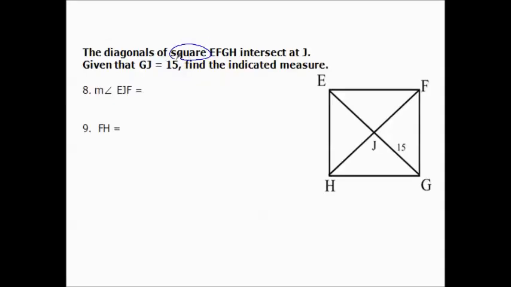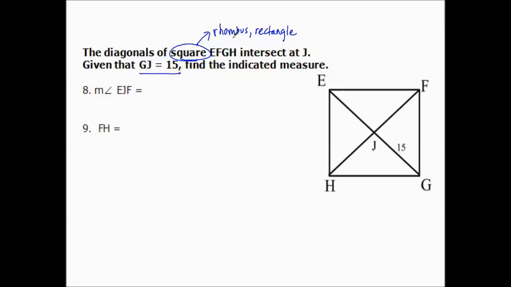Now we have a square. So what is a square? Everything that is a rhombus and everything that is a rectangle. So think of all of those properties, mark it in your picture. We see that square EFGH diagonals intersect at J, point J, right here. Given that GJ is 15, that's labeled, find the indicated measure.